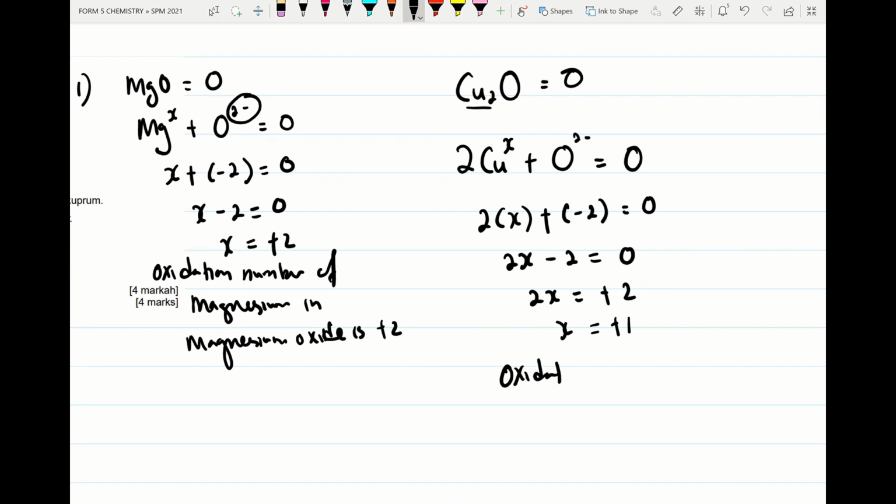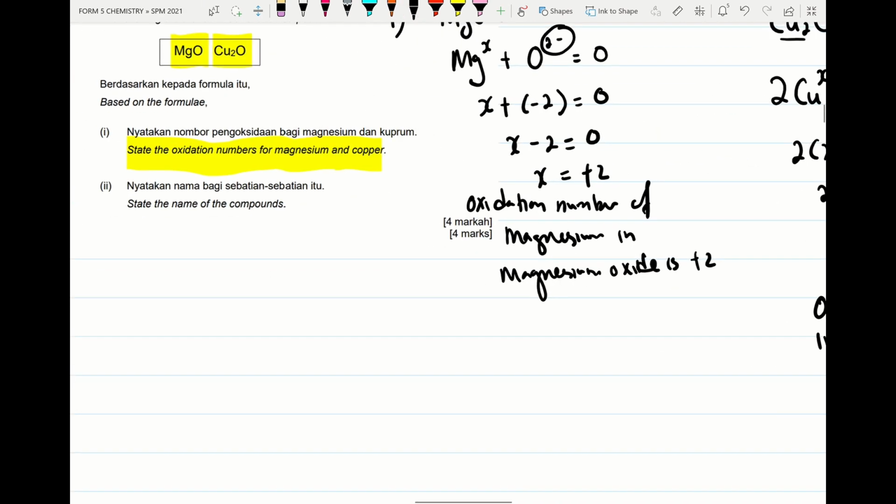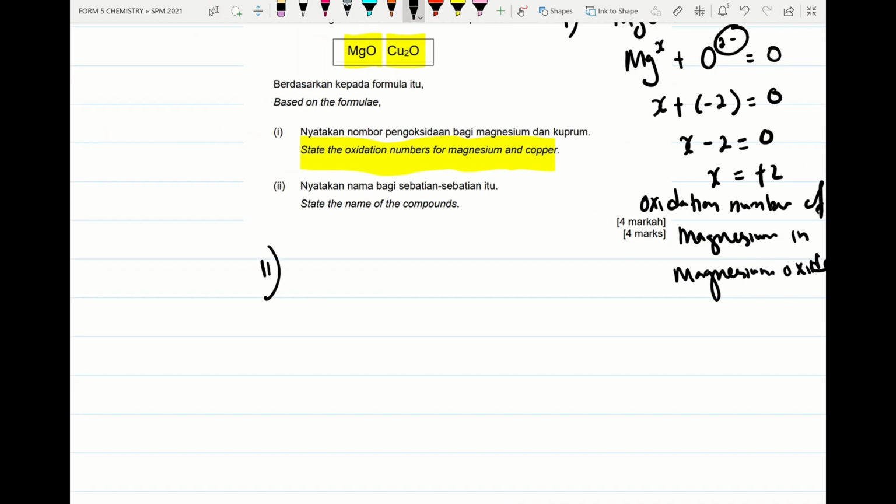So oxidation number of copper. Copper in Cu2O is positive 1. Alright, we try to do this second question. So second question, state the name of the compound. They want the name of this one.